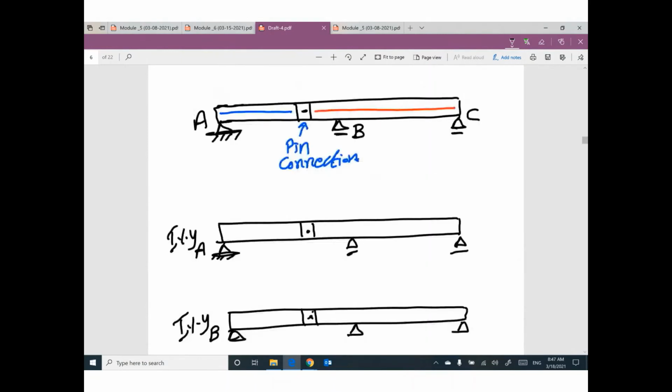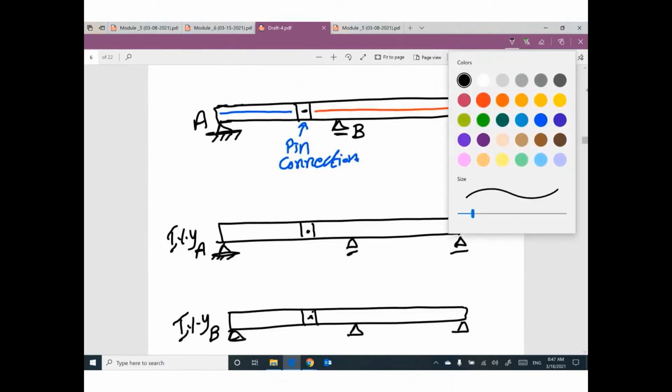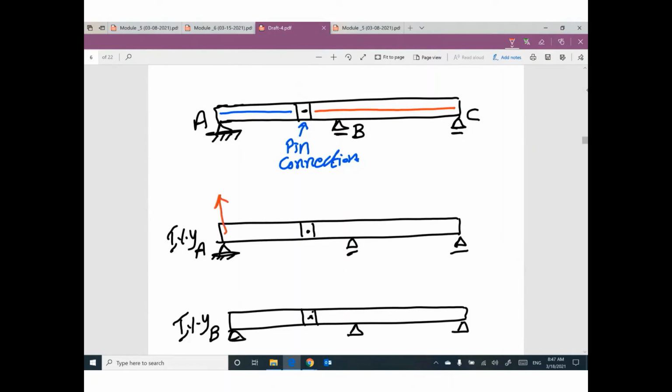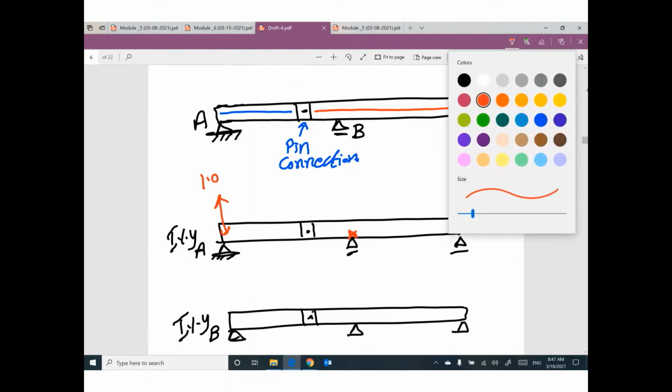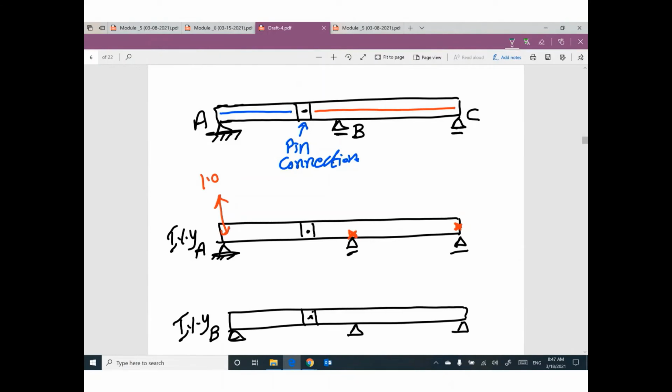Influence line for reaction YA. First step, move support A up by 1. No movement at this support, no movement at this support. If there is no movement for this support and this support, this part will remain without movement. Does that make sense? This side of the connection didn't move, the other side will not move, the new position of this part looks like this.